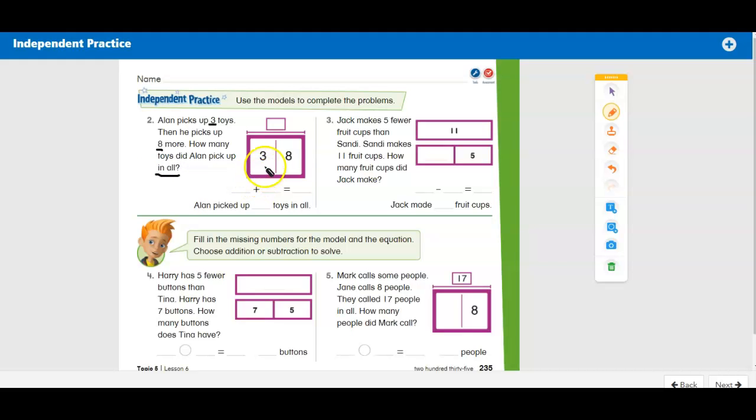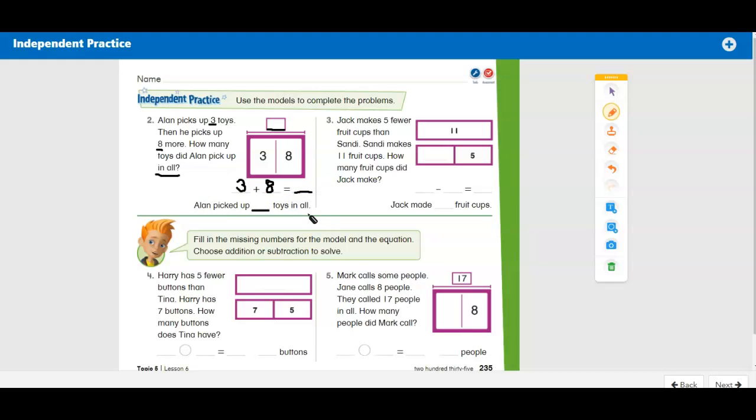So just like in our part-whole chart, you write the total in this box at the top. So you need to find out what is 3 plus 8 and write your total at the top. We are also wanting to write our answer as an equation. So you will copy your numbers from the model. So 3 plus 8. Write your answer here and here in the blank so we can complete the statement. Alan picked up blank toys in all.